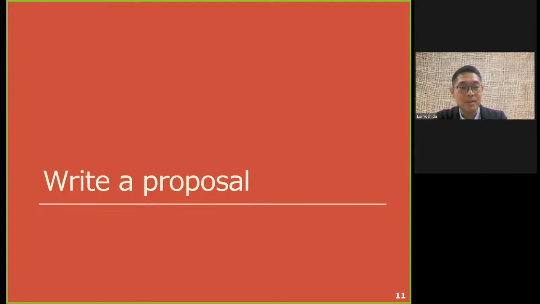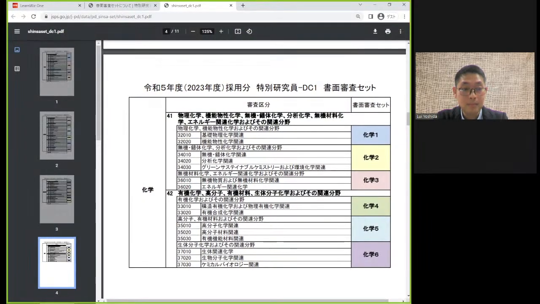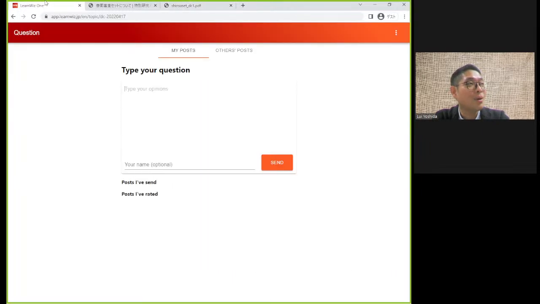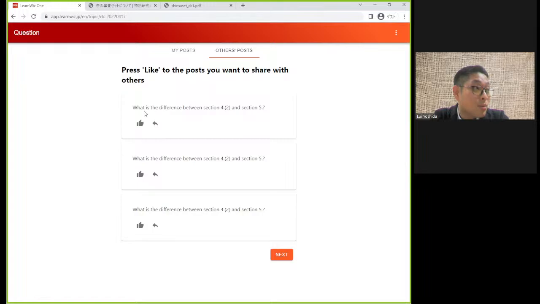However, if there are some questions, I would like to answer those. So Chujo-san, do you have any questions for now? Now we have one question. What is the difference between section 4.2 and section 5? I don't know which section. It seems it is about the template of the Gakushin proposal, not about what I have told. So we will explain that in the next session.